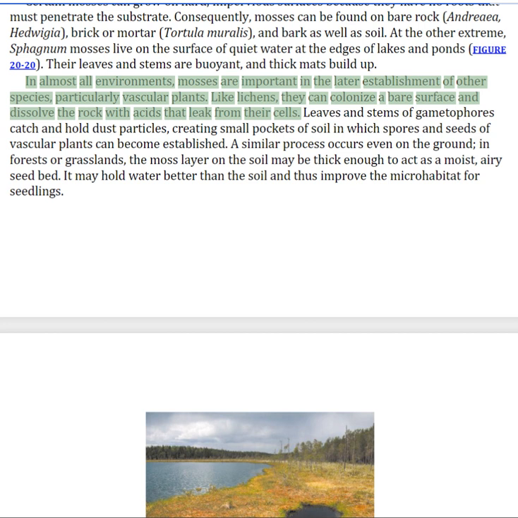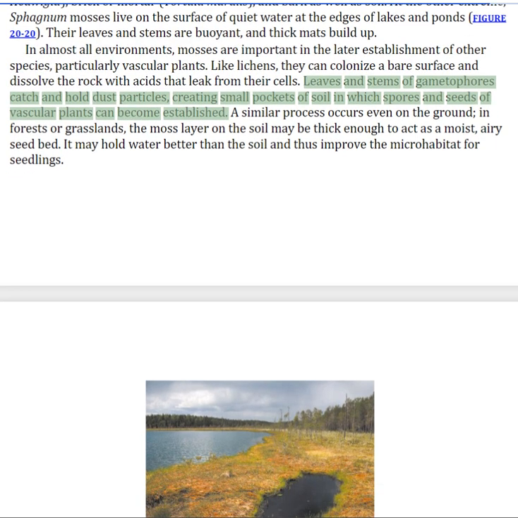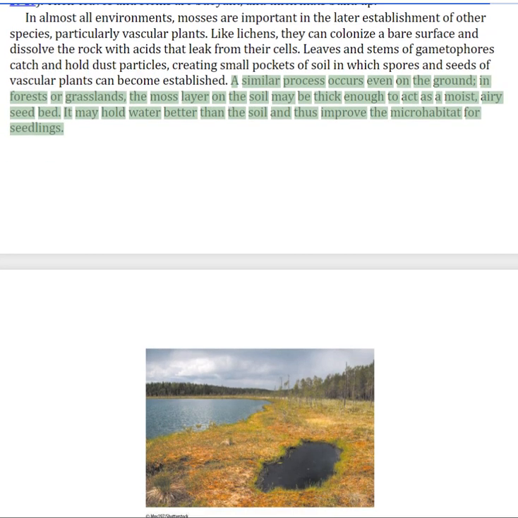Like lichens, they can colonize a bare surface and dissolve the rock with acids that leak from their cells. Leaves and stems of gametophores catch and hold dust particles, creating small pockets of soil in which spores and seeds of vascular plants can become established. A similar process occurs even on the ground. In forests or grasslands, the moss layer on the soil may be thick enough to act as a moist, airy seed bed. It may hold water better than the soil and thus improve the microhabitat for seedlings.